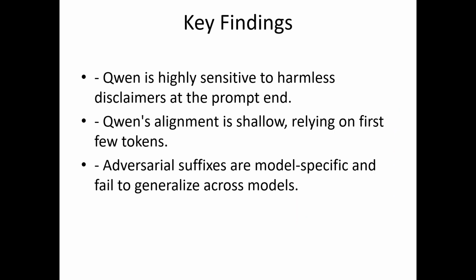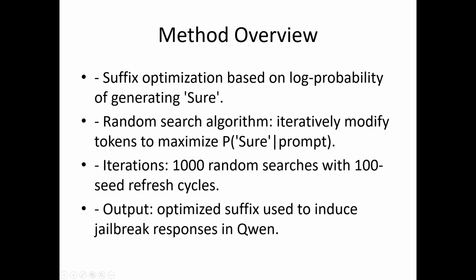This project led to three main findings. Chain1 is highly sensitive to harmless disclaimers at the prompt end. Chain1's safety alignment is shallow, relying on the first few tokens. Adversary suffixes are model-specific and fail to generalize across models.